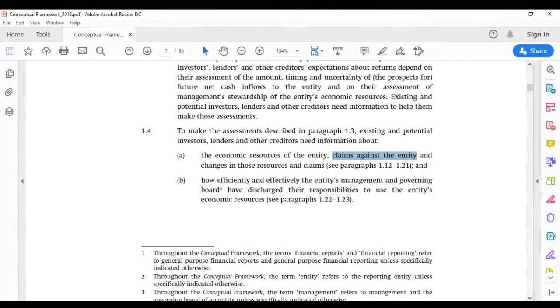I know we're going to give it names later, but if you think about a claim against the entity, what bell does that ring? Type for me there, please. A what? A liability. There you go, Bobby.